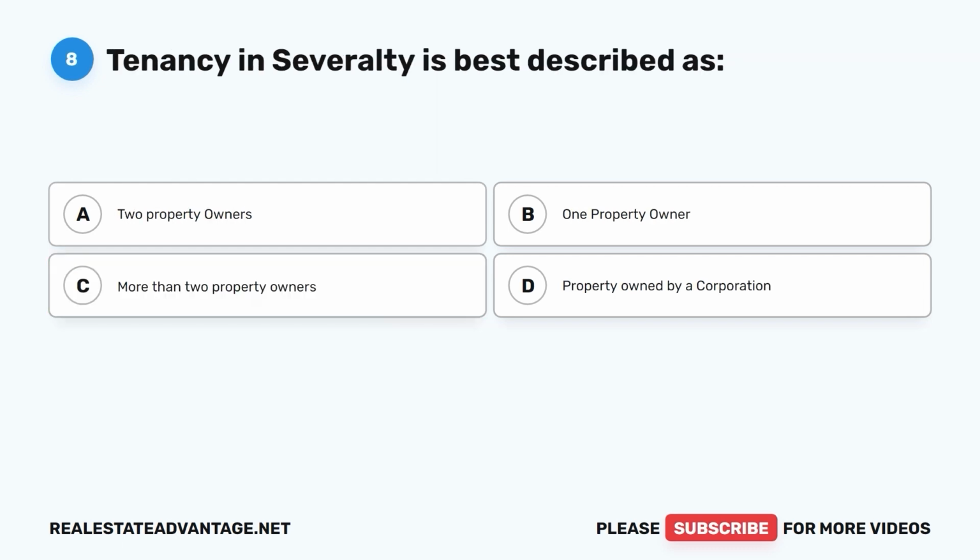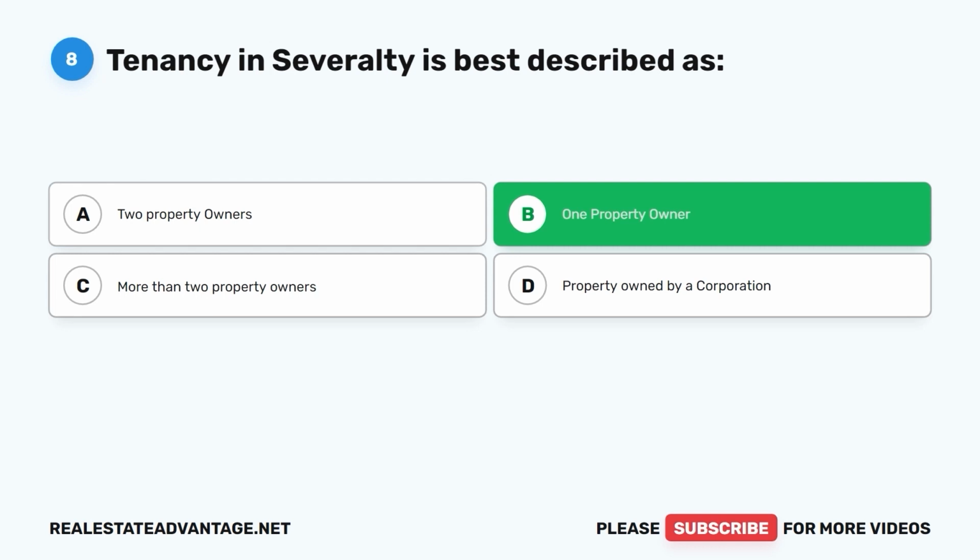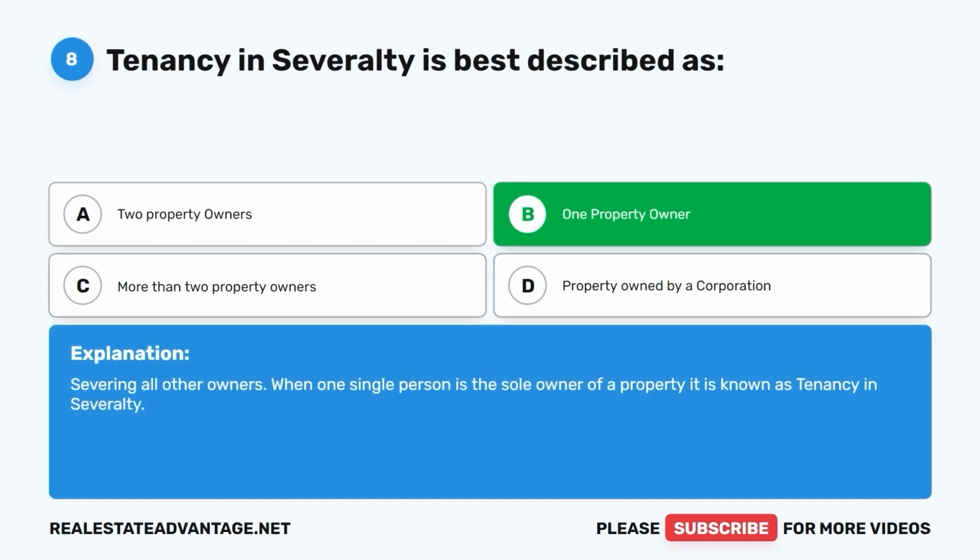Question 8. Tenancy in severalty is best described as A. 2 property owners, B. 1 property owner, C. More than 2 property owners, D. Property owned by a corporation. The correct answer is B. 1 property owner. Severing all other owners. When one single person is the sole owner of a property, it is known as tenancy in severalty.